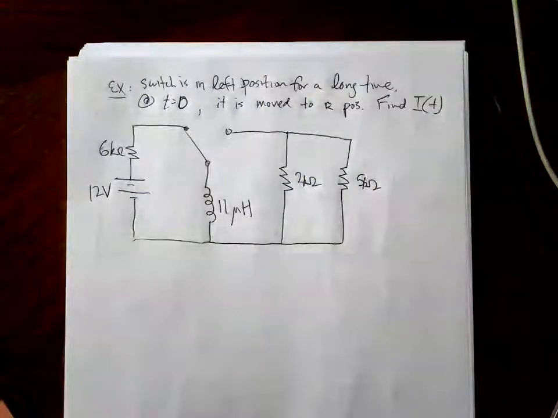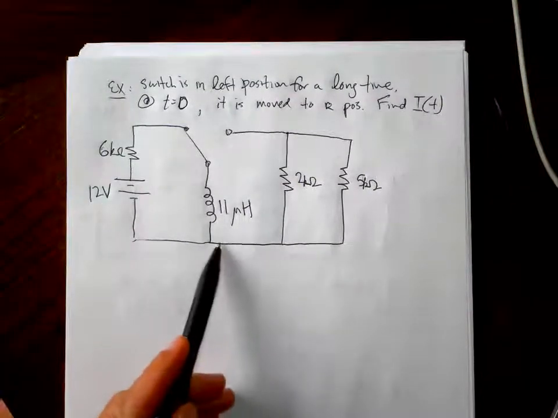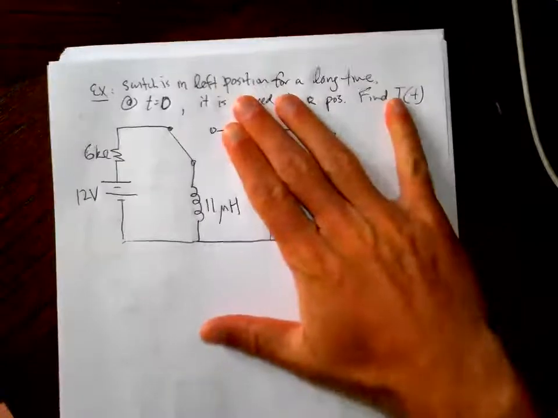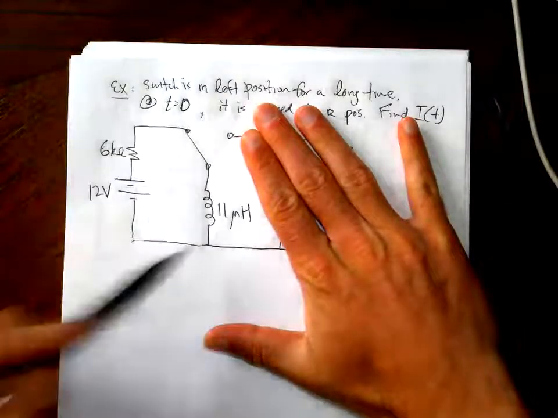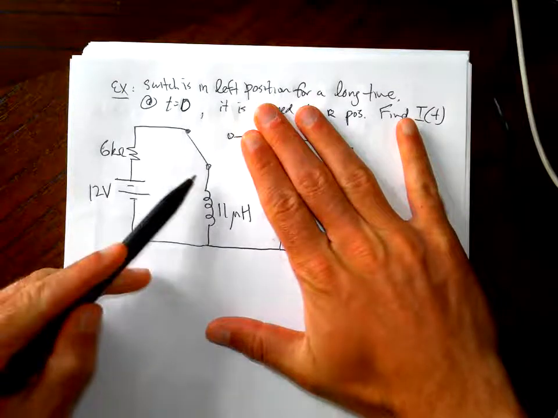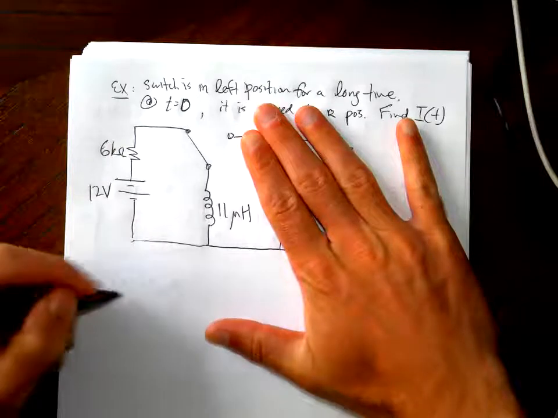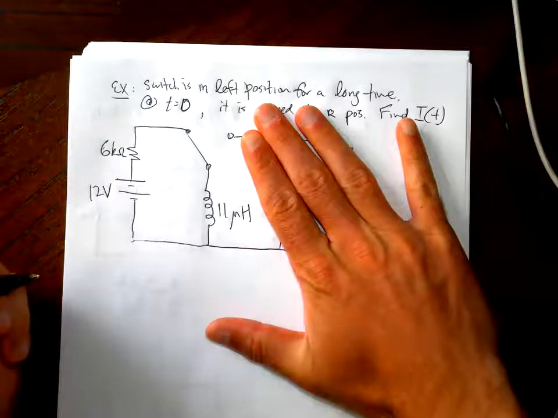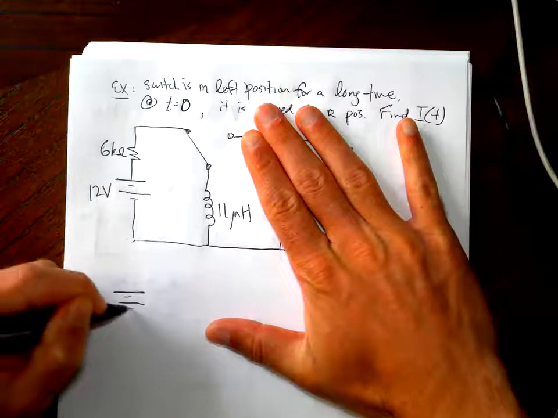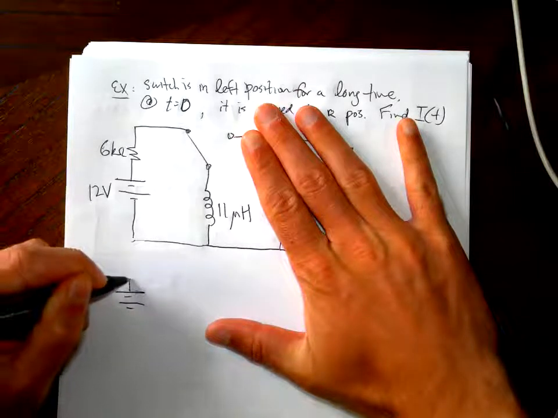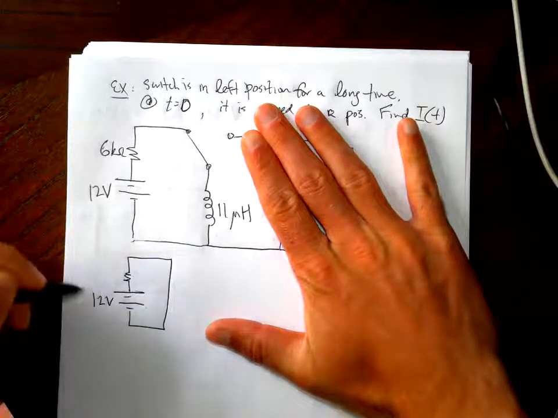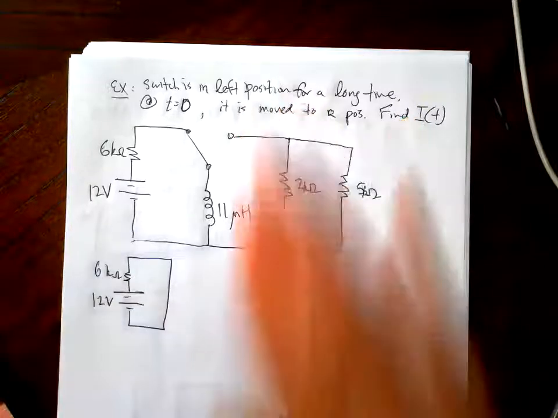So when the switch is in the left position, you can see that this right part of the circuit is completely eliminated. Boom. So all we have is this part. Okay. And if this circuit was in this position for a long time, then the inductor has basically become a wire by that point. So we literally just have that circuit.